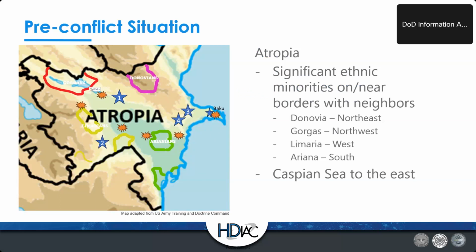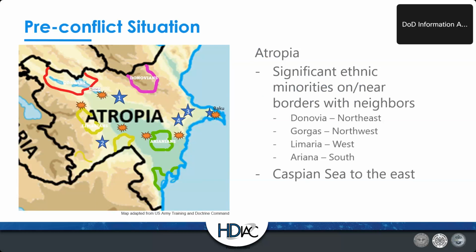So we took the good old Atropia map of the Caucasus area, and this is sort of the pre-situation before anything erupts. So they have significant ethnic minorities. Again, this is all things that we just kind of created on the fly.